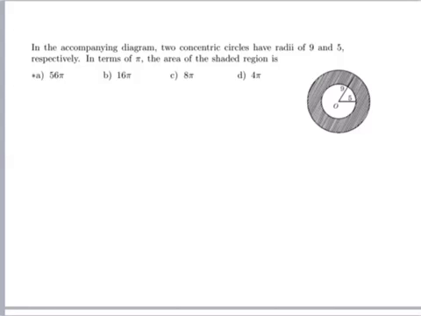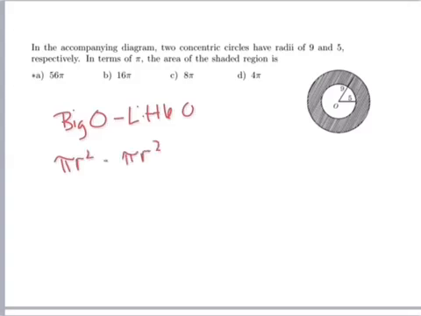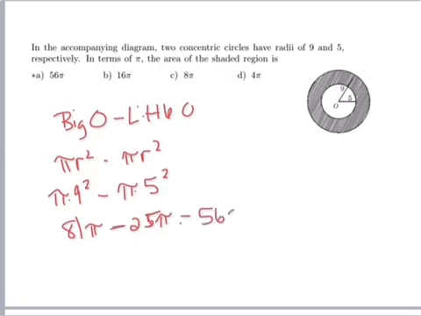Now we're doing one of those where we take the big circle minus the little circle, because we're finding the area between them. The big circle is pi times the radius squared. And the big radius is 9. The little radius is 5. So that's 81 pi minus 25 pi, which is going to give me 56 pi.